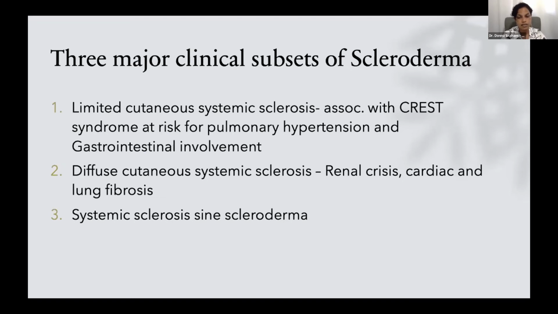Diffuse cutaneous systemic sclerosis, those patients are at an increased risk of having renal crisis, cardiac and lung fibrosis, whilst there's systemic sclerosis sine scleroderma, so they have the systemic features of sclerosis. However, the skin is not thickened and taut.